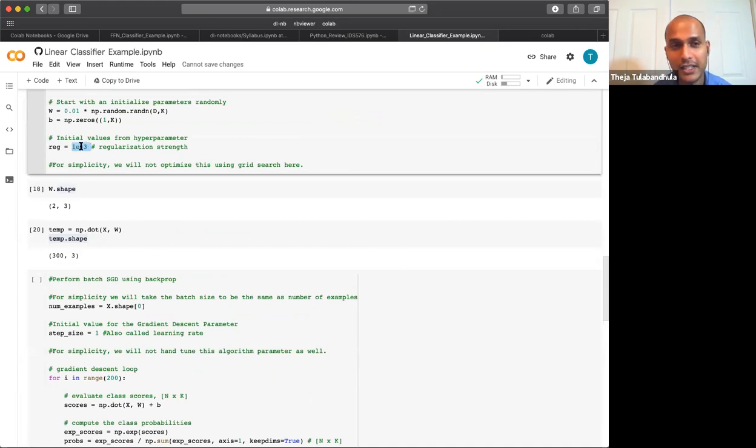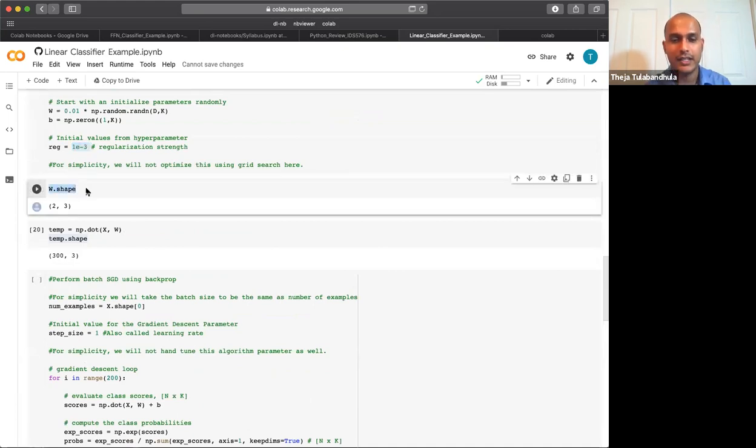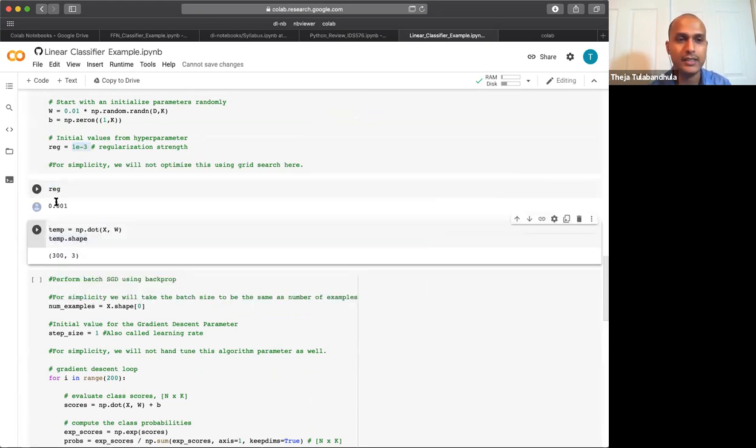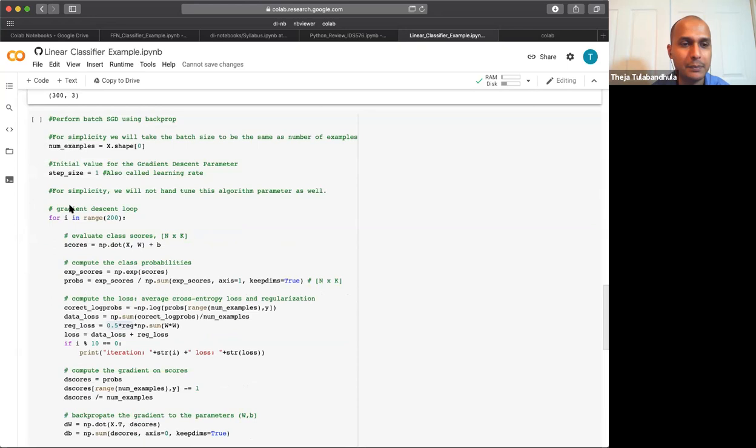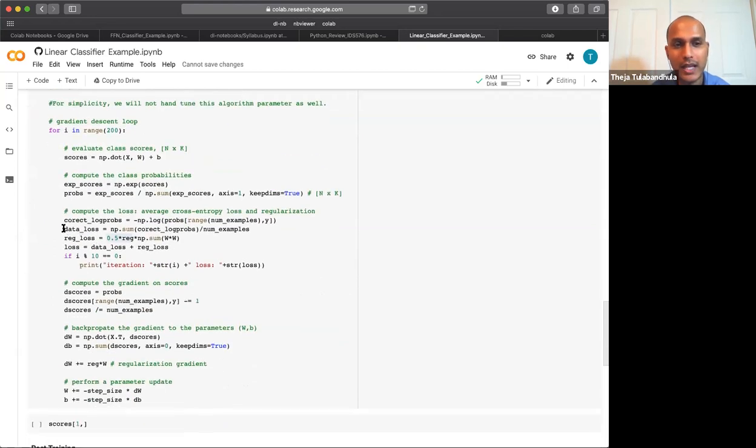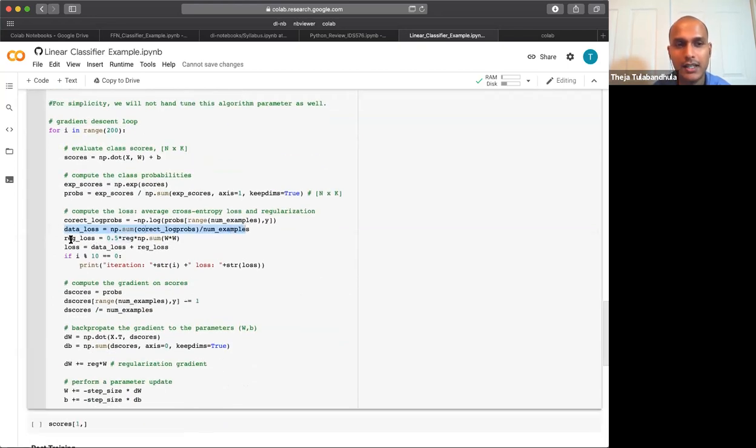Sorry, by the way, 1e to the power minus 3, I can type reg here and see what reg is. It's just 0.001. It's like 1 into 10 to the power minus 3. Anyway, come back to this. So we have the data loss being computed and the regularization loss being computed, and both of them are getting added to tell me what the loss is. So for a given W comma B pair, we are computing scores, squishing them to be probabilities, and then computing the loss up to this point.